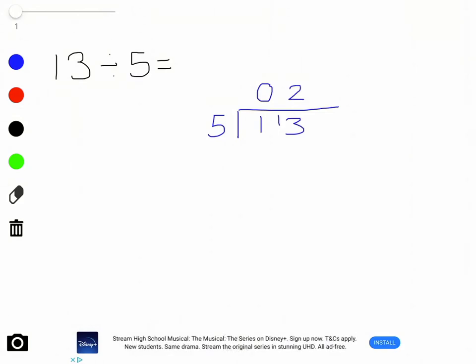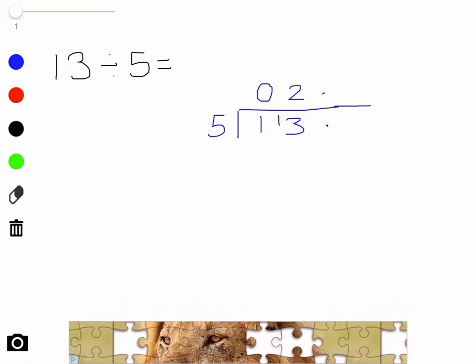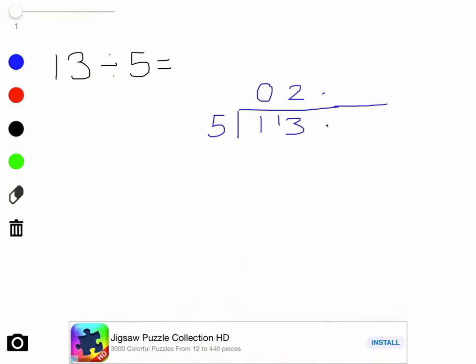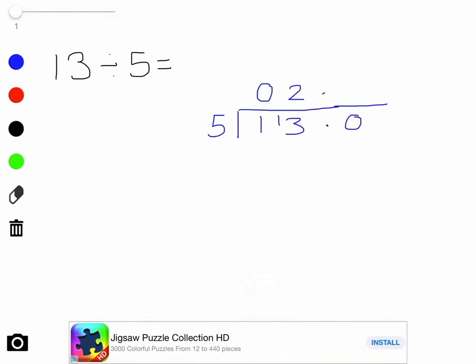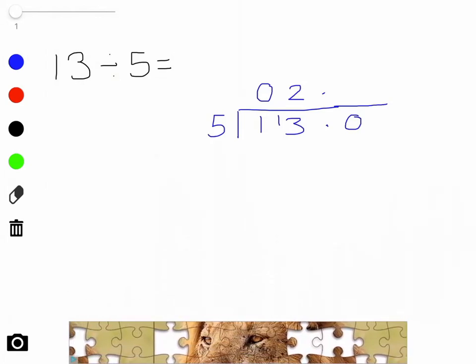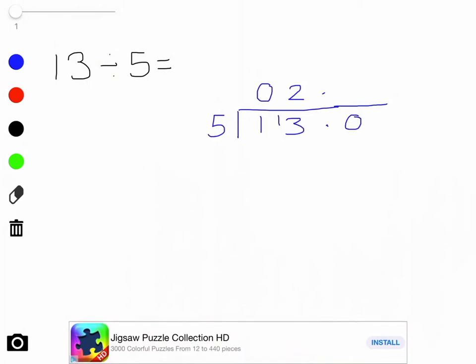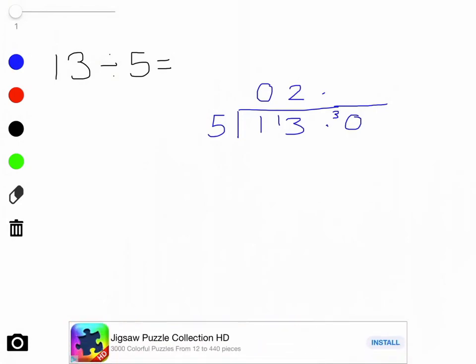Now this is where I put my decimal point in. Make sure it stands out, don't make it too small, and I'll extend my line slightly. And I put my placeholder in here, which is a 0. Now, that doesn't go in perfectly. 5s into 13 goes in twice, but I have a remainder of 3. So I must remember to carry that 3 over.